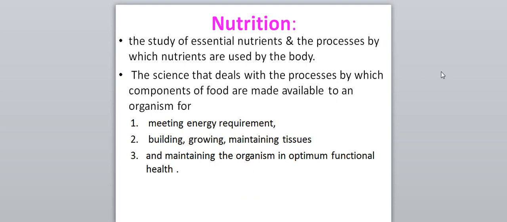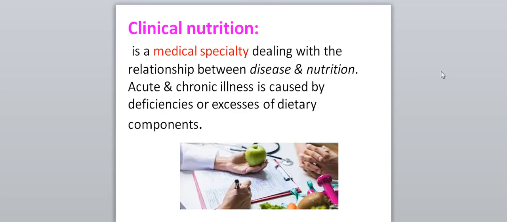So nutrition, as we said, is important because there are essential nutrients, and the processes by which the nutrients are used by the body. The science here deals with the processes by which components of food are made available to an organism. Why is it important to take nutrition, why does our body need a good nutrient supply? First of all, for meeting energy requirements and for building, growing, and maintaining tissue, and also maintaining the organism in optimum functional health, and mainly we are talking about human beings.